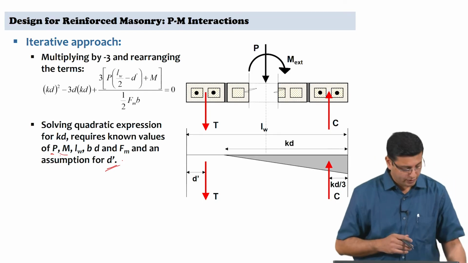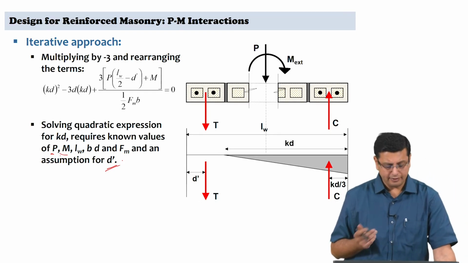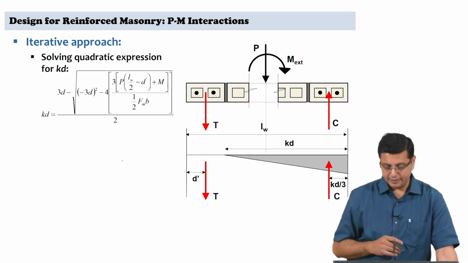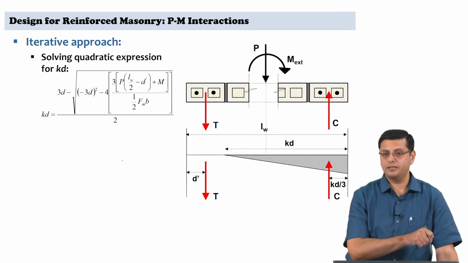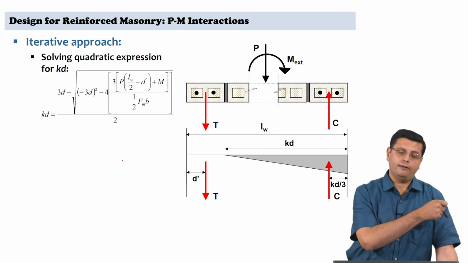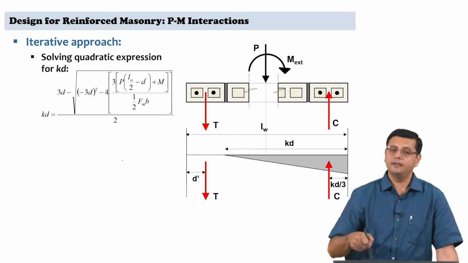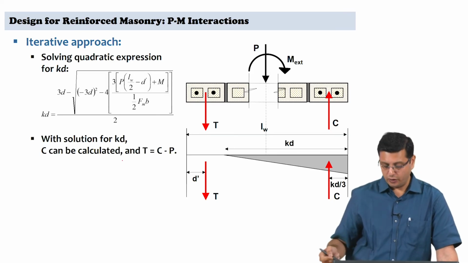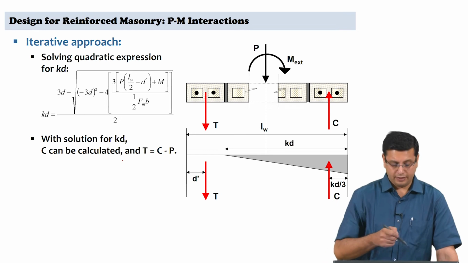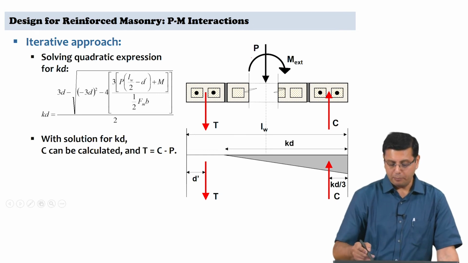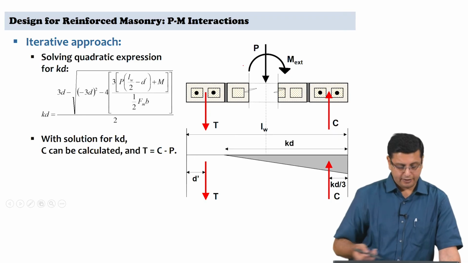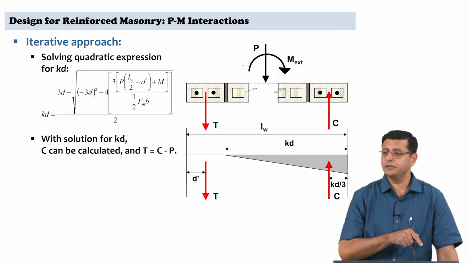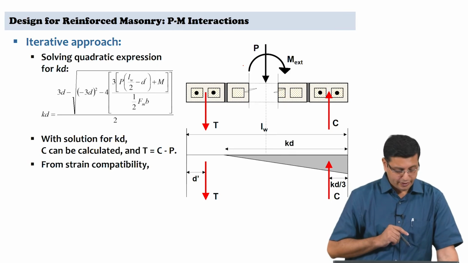With those values known, you can solve for KD and establish what the value of KD itself is. Once you establish this KD, you know that the compression resultant C is written as a function of KD. You can solve for KD, and then with the compression resultant known and P known, you can establish what T is, and you now have a way of checking whether your first assumption, that compression controls the interaction, is valid or not.